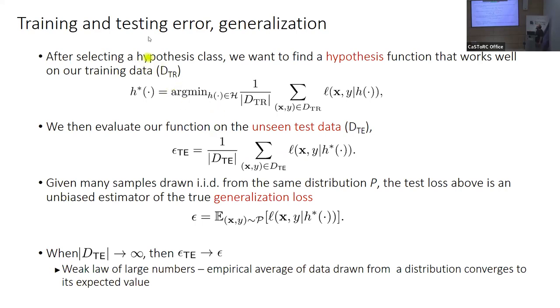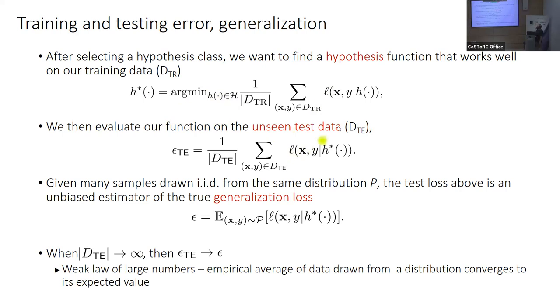So after selecting a hypothesis class, when I say hypothesis class, I mean, here's a neural network with this type of architecture, right? That's a class of hypothesis functions, where by changing the hyperparameters, I can change, let's say, the instance of the function, of the hypothesis. So after I select it, my goal is to find the right hypothesis function within my family that minimizes some type of error on my data. So this L function here is my loss.